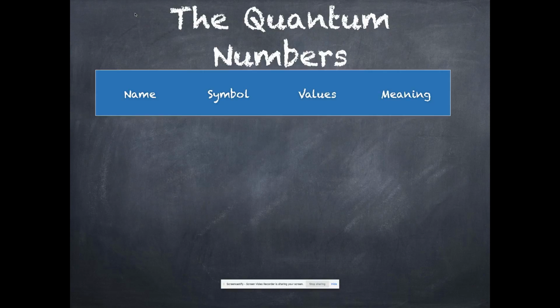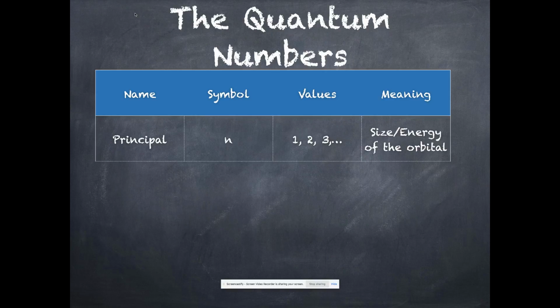So there are four quantum numbers. The first one is called the principal quantum number. Its symbol is n. That's a lowercase n. It can have values of 1, 2, and 3, etc. It'll never be 0, and it will never be fractions. There will never be negatives.